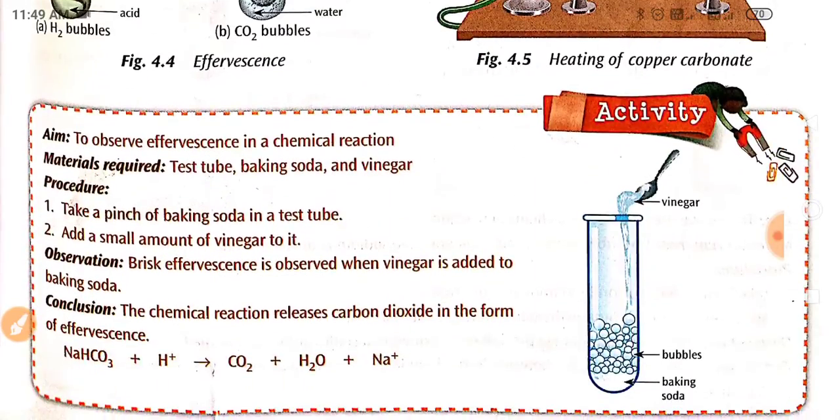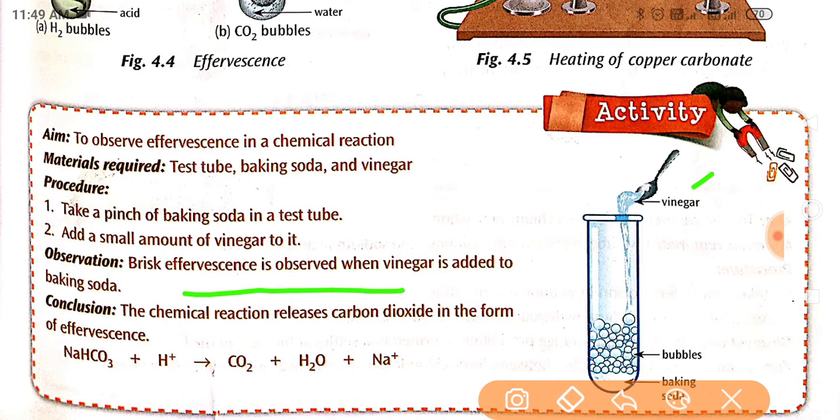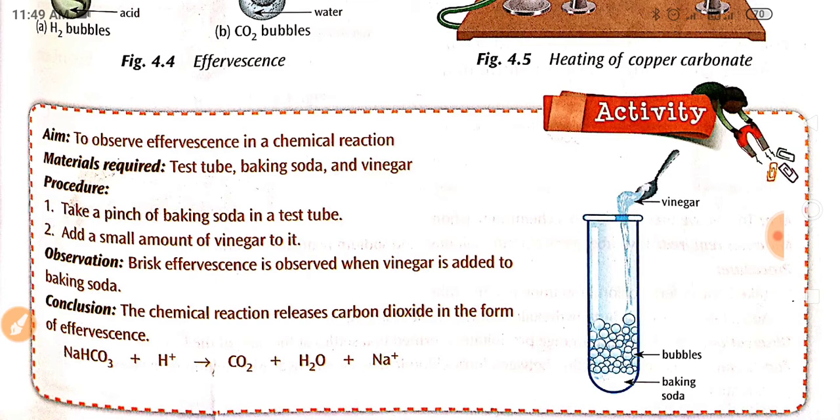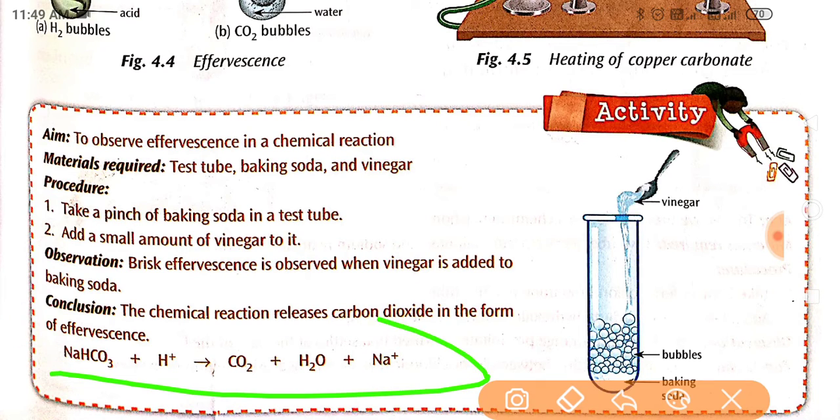If you want to observe effervescence in a chemical reaction, you require a test tube, baking soda and vinegar. First, take a pinch of baking soda in a test tube and add a small amount of vinegar to it. You can see it in the figure also. Brisk effervescence is observed when vinegar is added to baking soda. So you can see the chemical equation, and when bubbles are raised here, it means carbon dioxide gas is released. So you can write this equation like this.